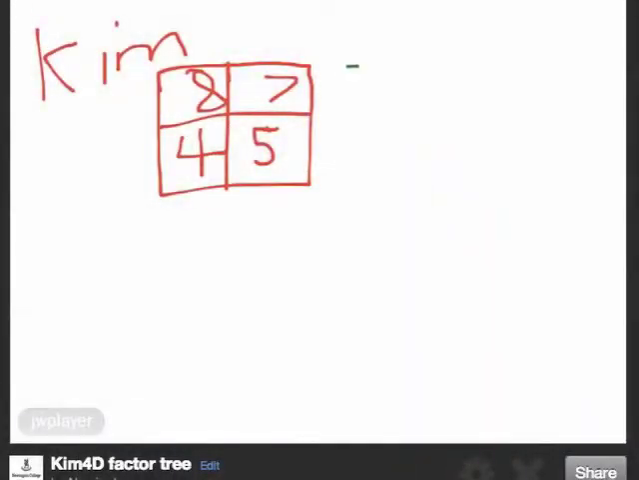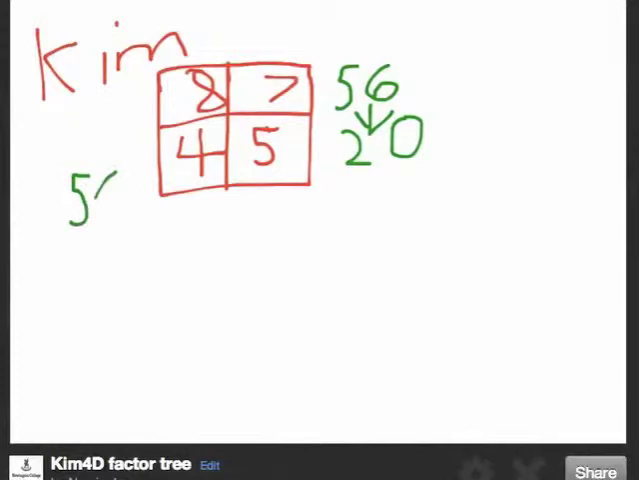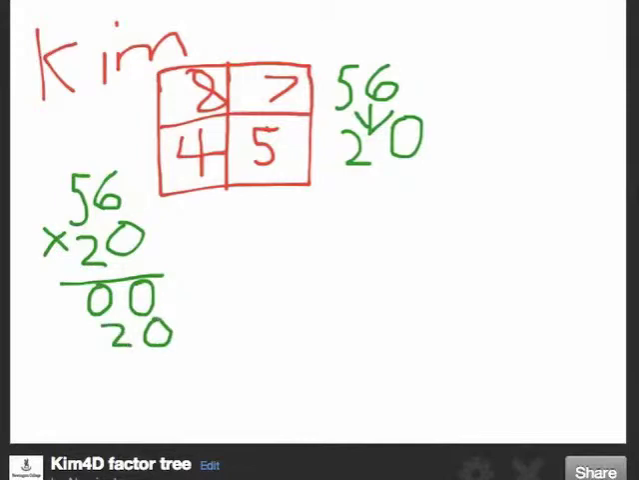Well, 8 times 7 is 56, and 4 times 5 is 20, and 56 times 20, you can't figure that out in your brain, so 56 times 20. 0 times 6 is 0, and 0 times 5 is 0, and then 2 times 6 is 12, come up here, and 5 times 2 is 10, and then plus the 1 makes 11, and then we cross that out, then it's a plus, 0 plus 0 is 0, 0 plus 2 is 2, 0 plus 11 is 11, and 0 plus 11 is 11.